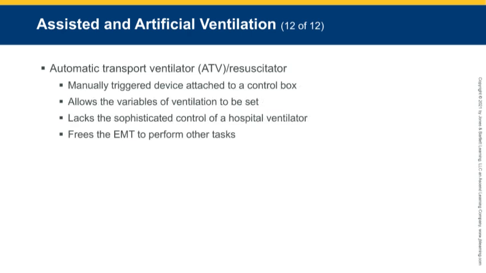Some EMS agencies use an automatic transport ventilator (ATV) or resuscitator, which is a manually triggered device that delivers consistent tidal volume and rate, frees the EMT to perform other tasks, lacks the precision of hospital ventilators, but is effective in pre-hospital settings. Understanding the benefits and limitations of each ventilation method will help ensure the best care for patients requiring artificial ventilation.